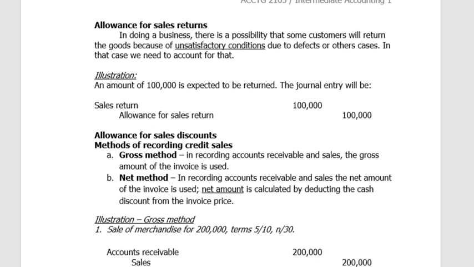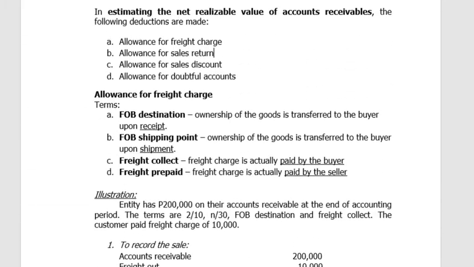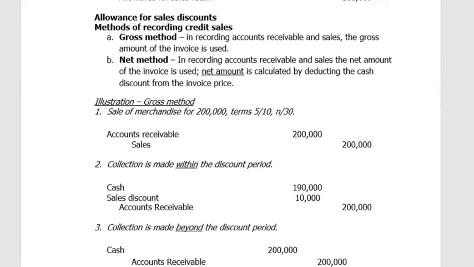The journal entry would be sales return and then allowance for sales return. So, itong allowance for sales return, this is a deduction to your receivable accounts.